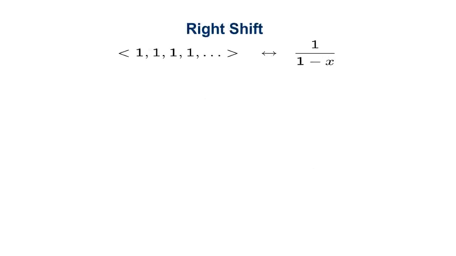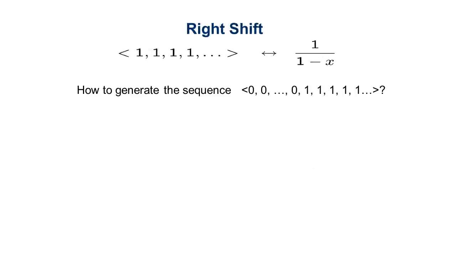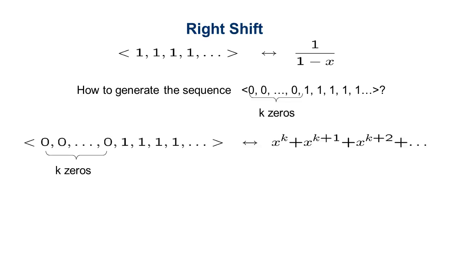Now, the right shift operation. Right shift means that if we shift the values of the sequence to the right by k terms, then the terms will be replaced with 0 0 0, k zeros. Now k zeros means the first k terms will be absent. So in this generating function, the first k terms are absent. It starts from the k value.